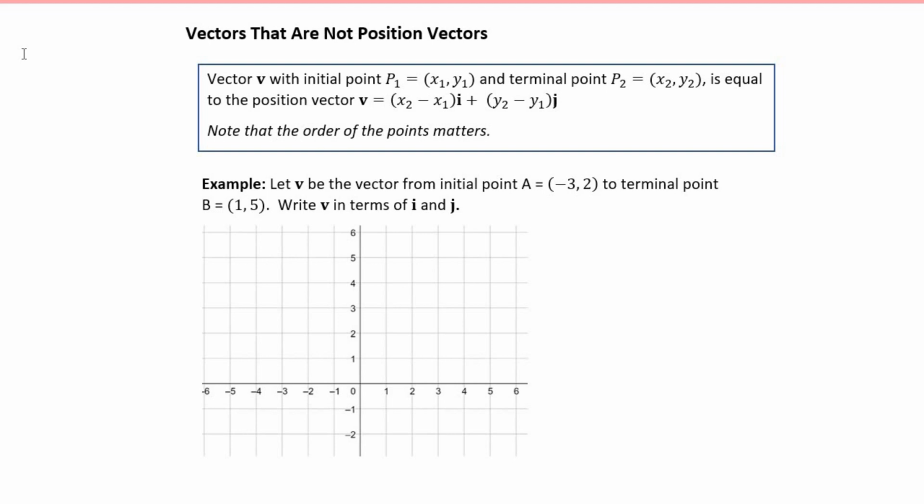So a couple of things about the formula. First of all, it is on your reference sheet, so you do not have to memorize the formula. And notice that the order of the points matters. There's a difference between going from point 1 to point 2 and starting at point 2 and then going to point 1. In my example, I'm going to let the vector b be given with the initial point negative 3, 2. And I want to write the vector in terms of i and j.